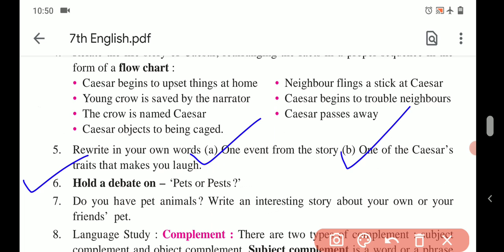You can write this information in the form of a comparison between pets and pests. Just like we write the difference, you can draw a table and write the difference.